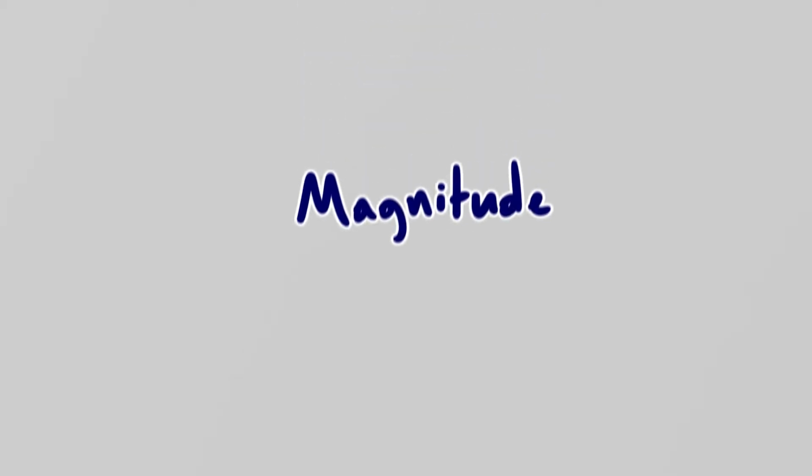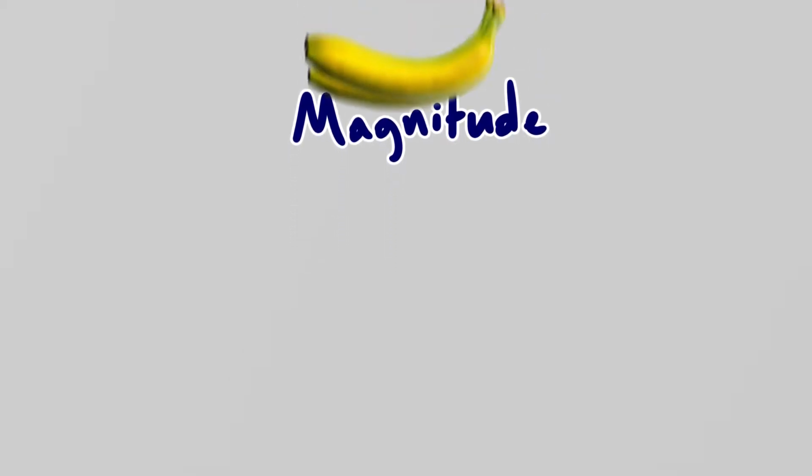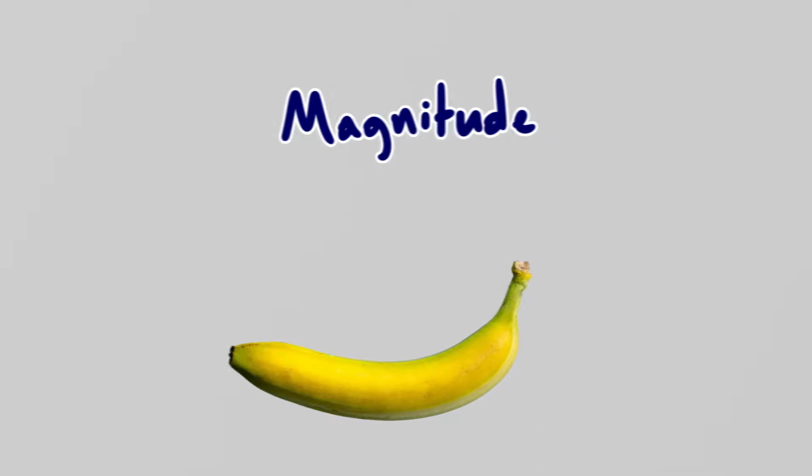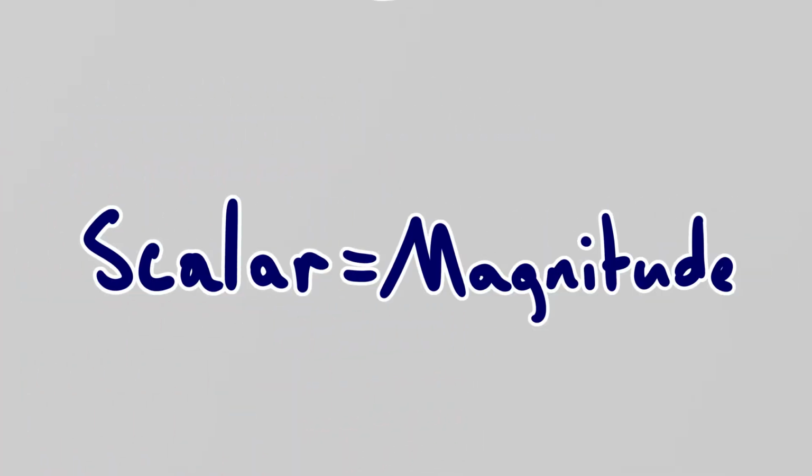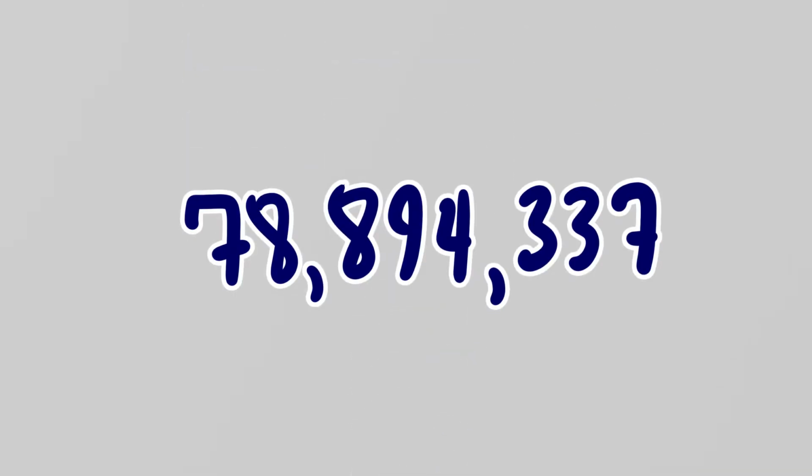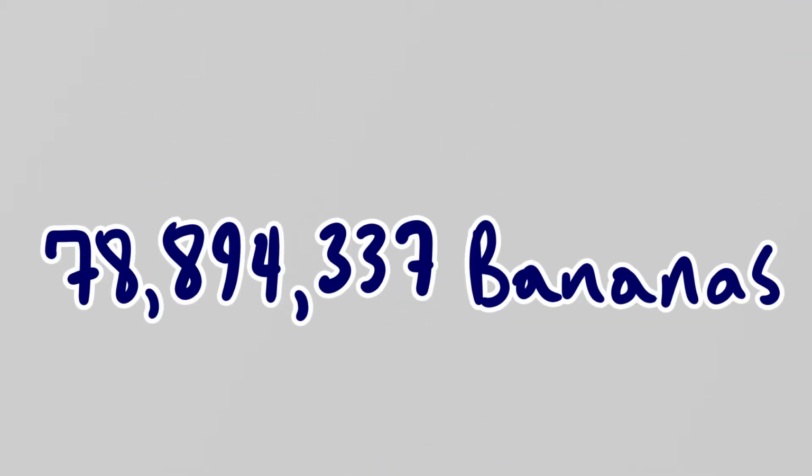Before this video starts, the word magnitude pretty much just means how much or the size of. I just wanted to get that out of the way. Alright, getting to the point, a scalar is just a magnitude. So 1, 2, 78,894,337, or 3. Usually these come with units, so 1 inch, 2 feet, 78,894,337 bananas, 3 miles per hour, and so on.